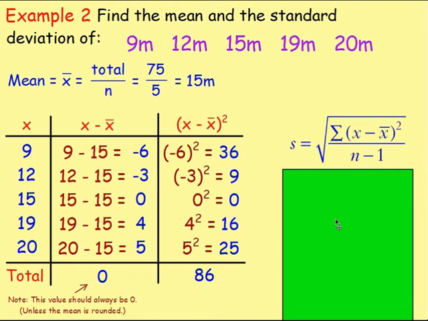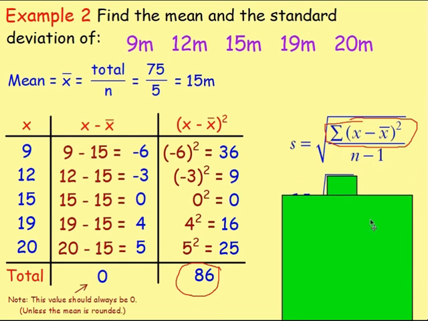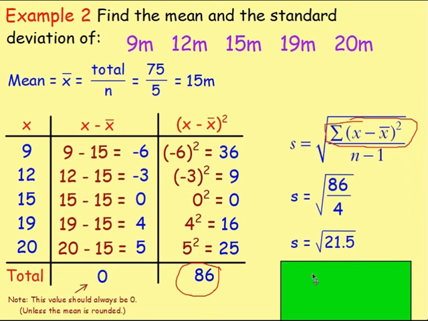That is the formula that's on the formula sheet. And remember, the whole of that top line is just the total of the x minus x bar squareds. So the total of the x minus x bar squareds was what we got when we did 36, add 9, add 0, add 16, add 25, and that was 86. So that top line is 86. And we'll be dividing that by how many numbers we have, take away 1. We have 5 numbers here. Take 1 away. It's 4. So it's the square root of the 86 divided by 4. 86 divided by 4, if you work that out, it's 21.5.